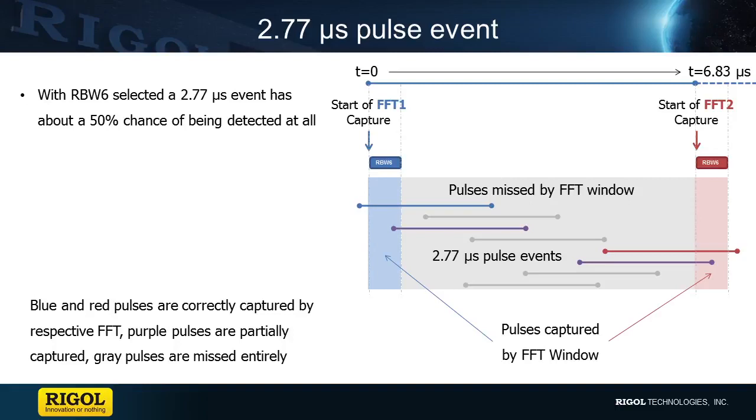Here's a 2.77 microsecond example. With these short pulses below the 100% POI value, we see that sometimes the pulses are missed entirely between the two FFTs. We've zoomed in the time domain here, and we see the FFT capture first in blue, and then the second capture is in red. Some of those pulses are captured accurately, but some of them are missed entirely. A 2.77 microsecond event has about a 50% chance of being accurately captured.